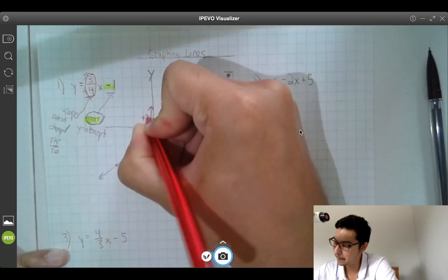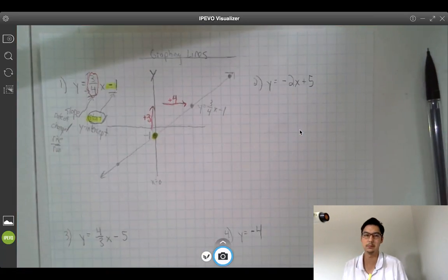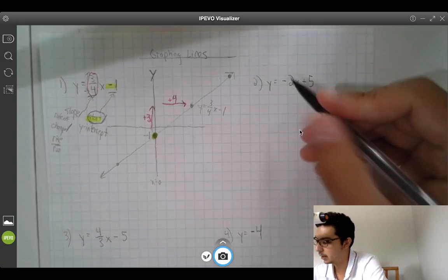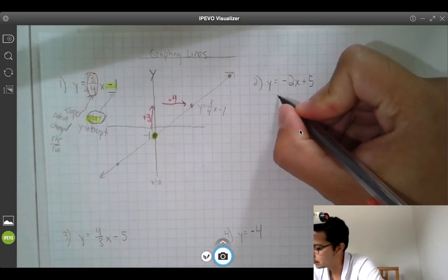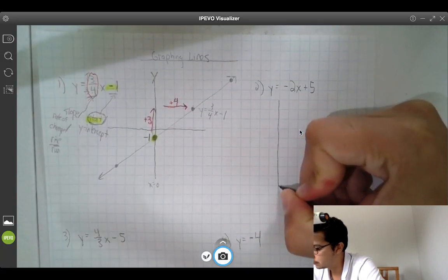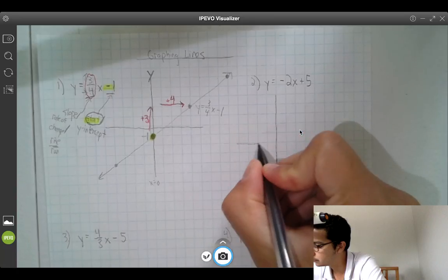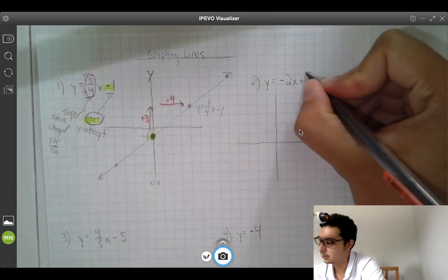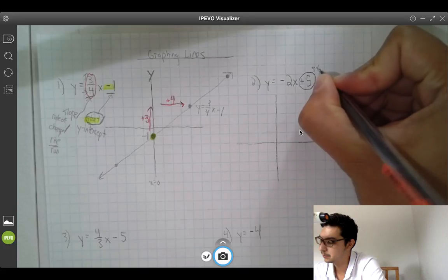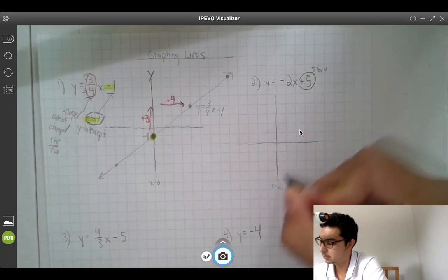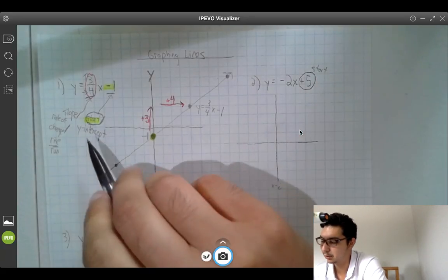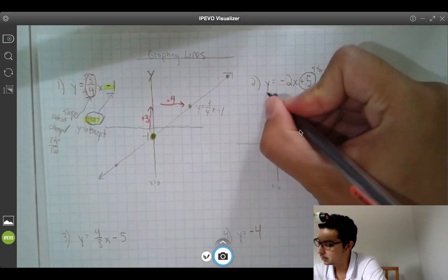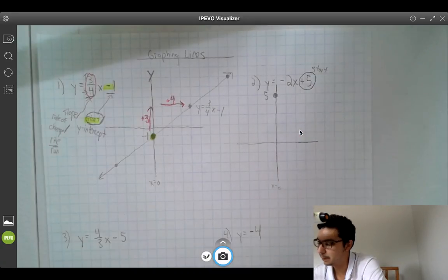Okay. Let's look at a few more. So now we're going to graph y equals -2x plus 5. So make a graph, XY axes. Now again, the number without the x, that's your start. So x equals 0, or on the y-axis. That's why it's called the y-intercept. Start at 5. 1, 2, 3, 4, 5. So there's 5. We'll mark that.